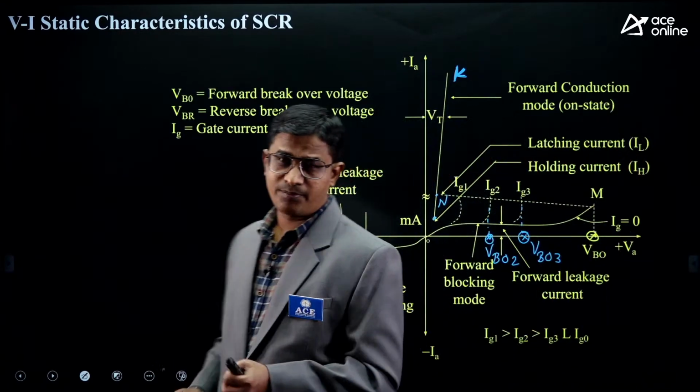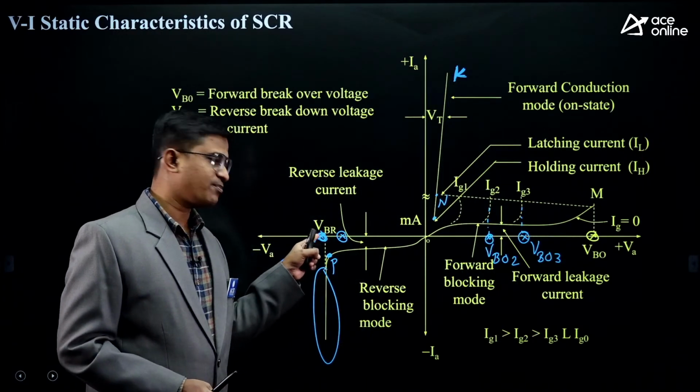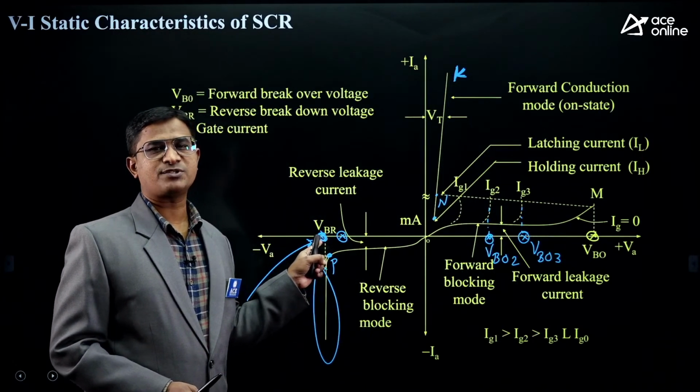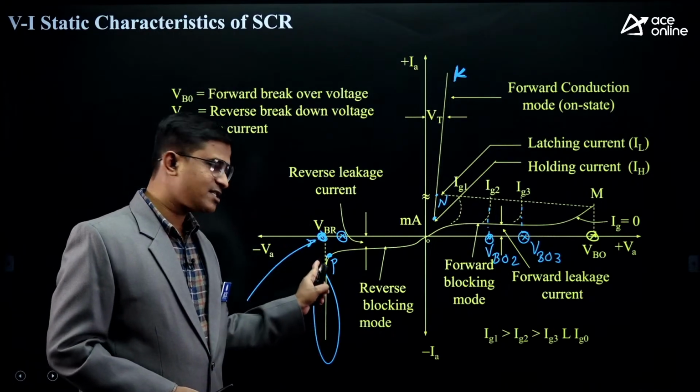Alright, so please keep in mind, if you maintain this much voltage across your SCR in a reverse bias mode, your SCR will get damaged permanently.